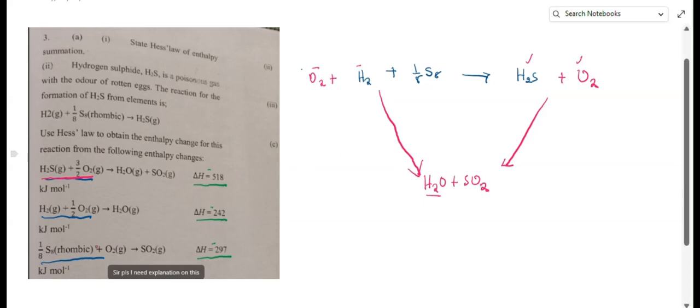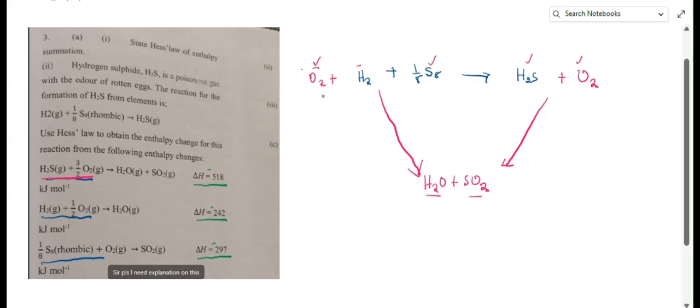So everything is fine. The last one is sulfur. Whenever it reacts with oxygen, it gives SO2. And you can see oxygen plus sulfur gives SO2. So it means we have everything we need. The next is to balance the equation.